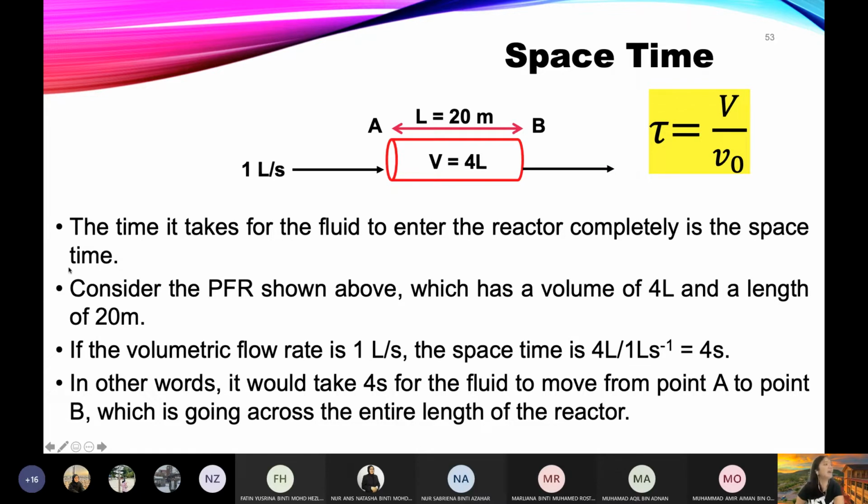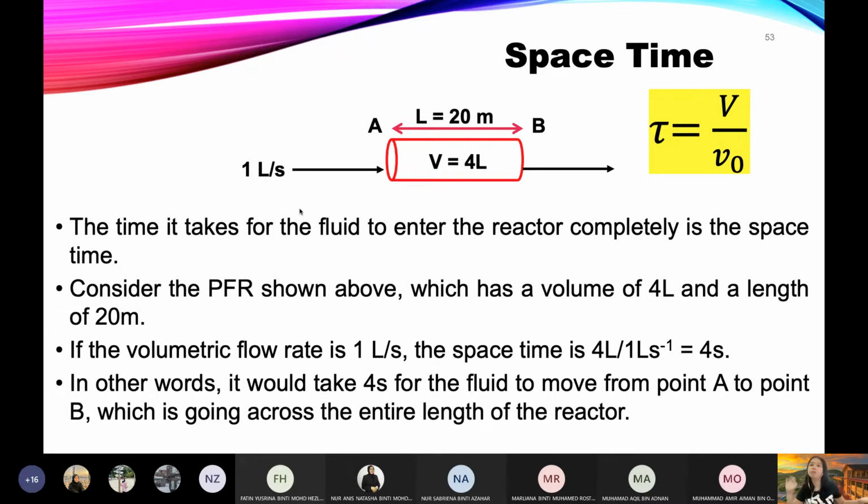Space time is the time it takes for the fluid to enter the reactor completely. Another way to explain: consider a PFR that is long, say its length is 20 meters and its volume is 4 liters. Say you pump in a volumetric flow rate of 1 liter per second. It means every 1 second you pump in 1 liter of fluid.